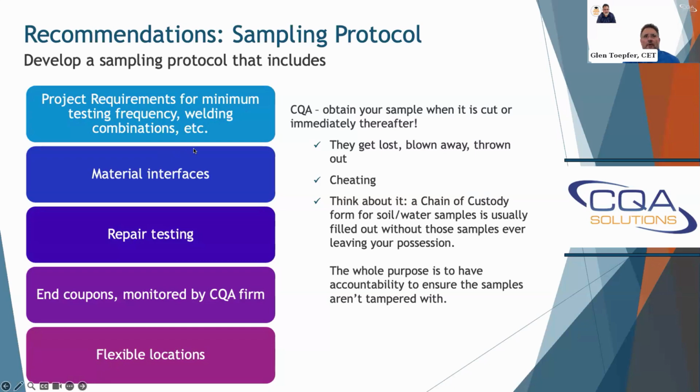So we're getting to where I can make you some recommendations here on your sampling protocols, developing a sampling protocol that includes testing for the welding combinations, minimum testing frequencies. Make sure you have your material interfaces covered. Consider testing on the repairs for the reasons that I mentioned. End coupons are only as valuable as your CQA, really. Make sure that they're not cheating as they come to the end, and then monitor the testing by the CQA firm if you want any value out of them. And again, have flexible locations.